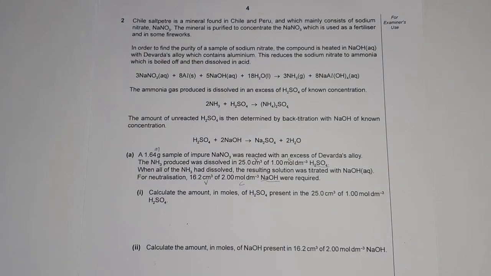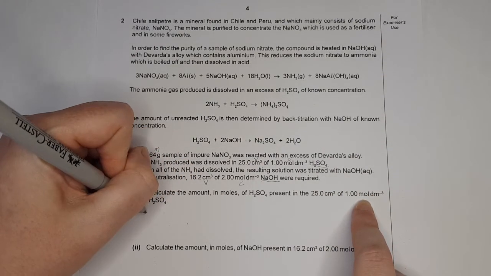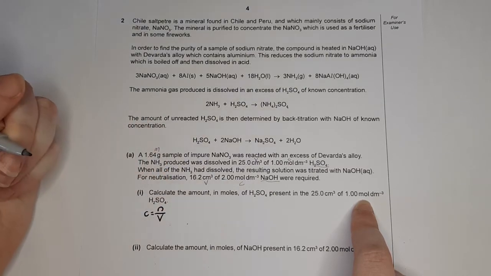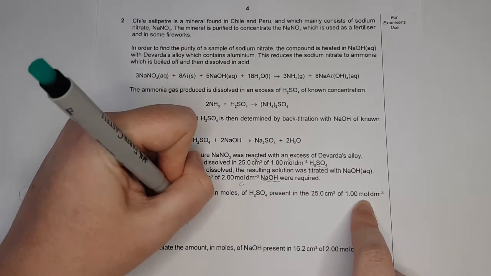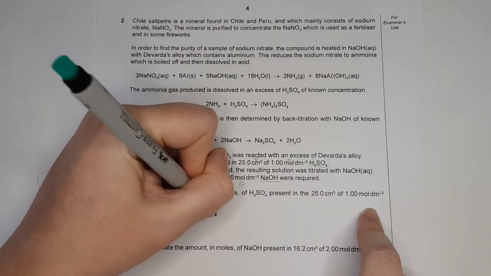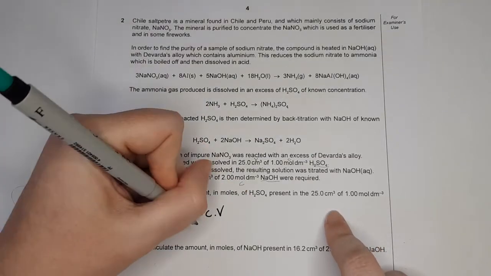So, calculate the amount in moles of the sulfuric acid present in the 25 centimeters cubed of the 1 mole H2SO4. Again, we've got volume and we've got concentration. So we can use our equation, C equals n over V. We want moles, which is n, so n is going to equal C times V.